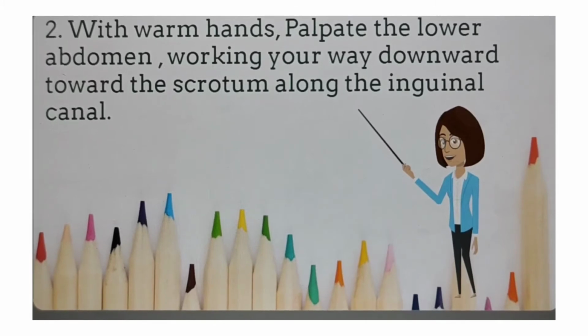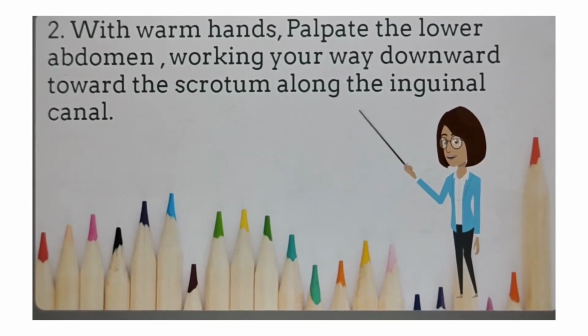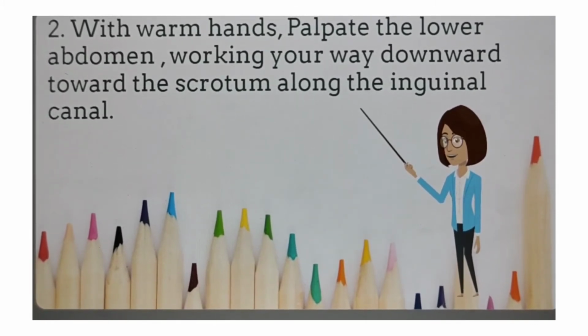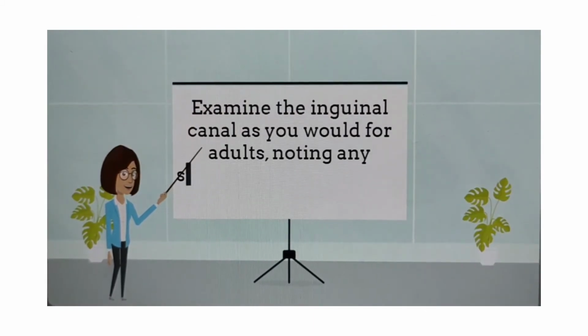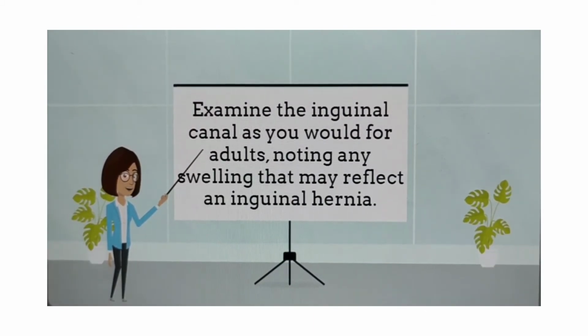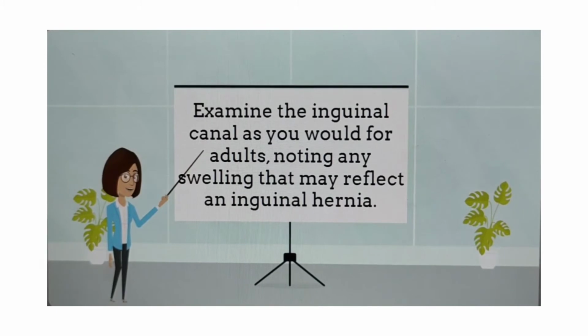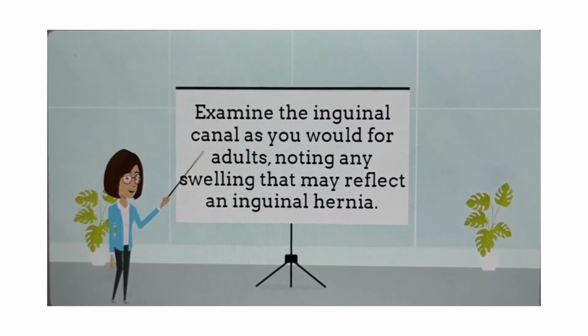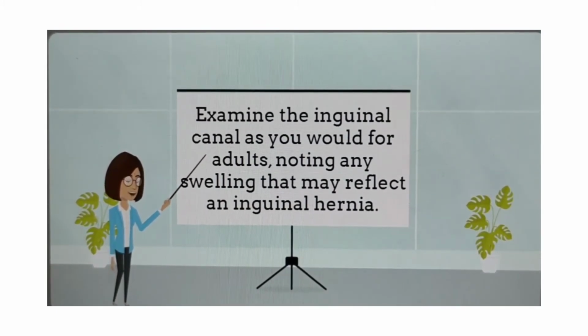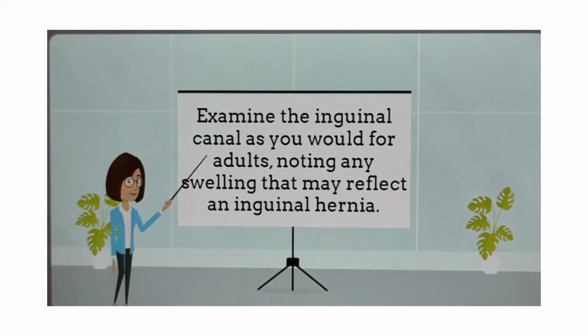If you can detect the testis in the scrotum, it is descended even if it spent much time in the inguinal canal. Examine the inguinal canal as you would for an adult, noting any swelling that may reflect an inguinal hernia. Have the boy increase his abdominal pressure and note whether a bulge in the inguinal canal increases.